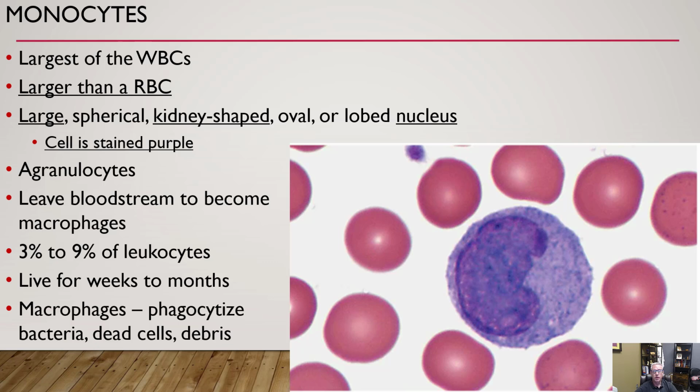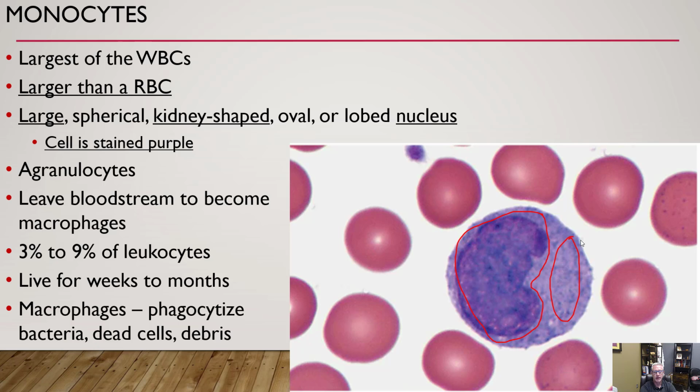Monocytes, they're the largest of the white blood cells. They're very, very large. They're going to be larger than a red blood cell. They're kidney shaped. Their nuclei are kidney shaped. You can kind of look, and they have a little kidney bean shape. Stained purple. You don't see any granules in the cytoplasm, so they are agranulocytes. They will leave the bloodstream to become macrophages. They can live for weeks or months.